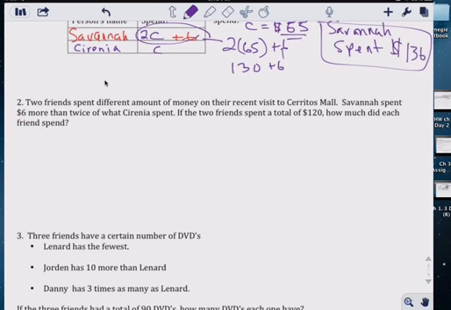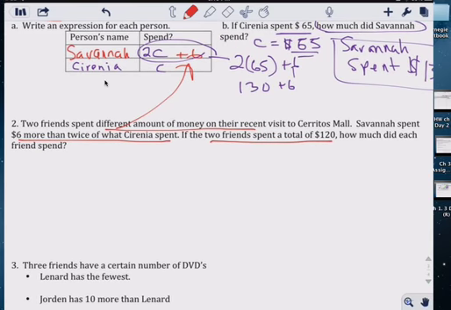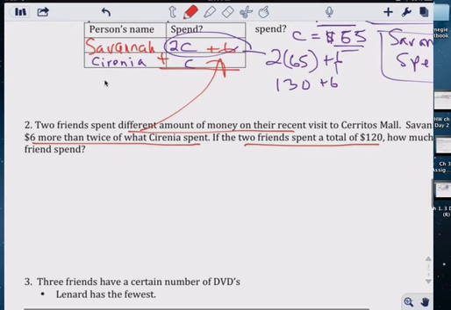Two friends spent different amounts of money. Okay, so here's the problem. Two friends spent different amounts of money on their recent visit to Cerritos Mall. Savannah spent 6 more than twice what Serenia spent. So same thing here. The two friends spent a total of $120. So these two added together got a total of, well, we'll do another one so you can see better.